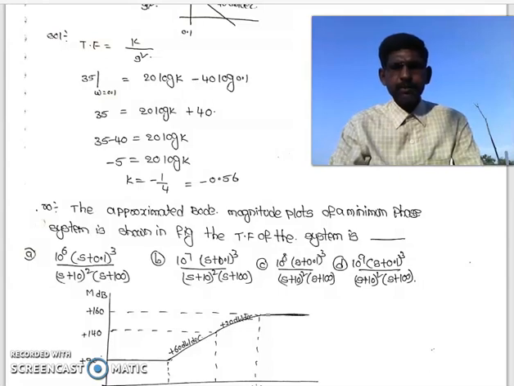Dear students, we are solving problems on Bode plots. The next problem is: the approximated Bode magnitude plot of a minimum phase system is shown in the figure. Find the transfer function of the system.